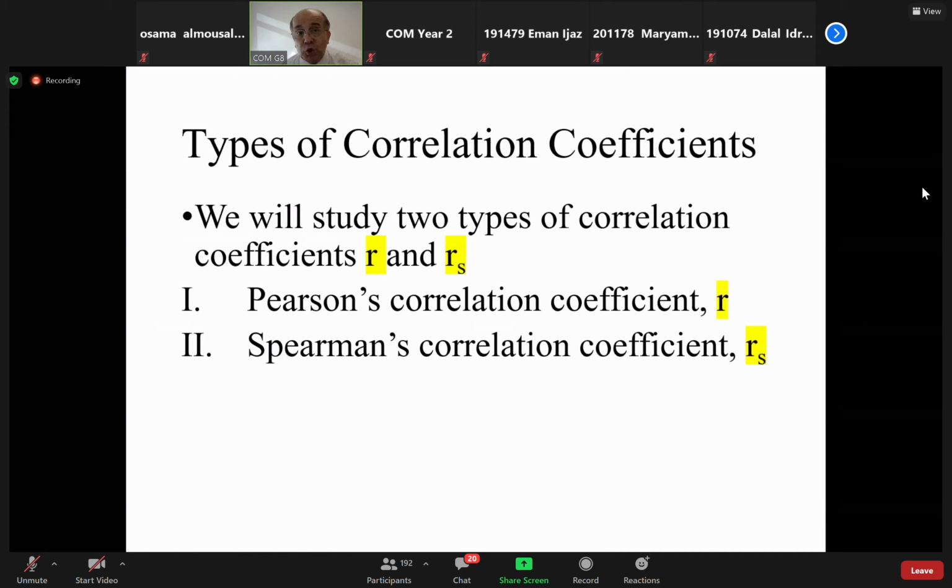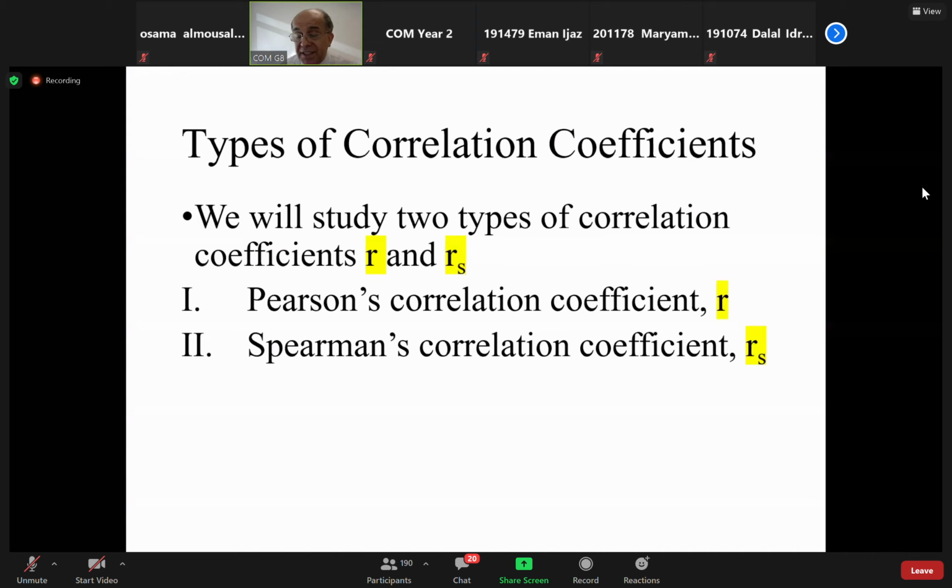Okay, we have two coefficients. Remember how many types of data we have? We have nominal, ordinal, continuous, discrete, all kinds of data. For each type of data, there is a statistical procedure. You cannot use the same procedure for all types of data. If you use continuous data, we use the Pearson correlation coefficient. If you use ordinal data, or data that have outliers, or data that is not normally distributed or is skewed, we use the Spearman correlation coefficient.